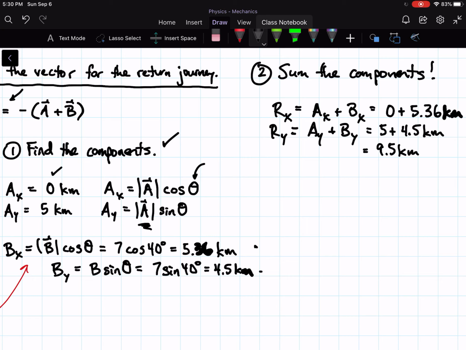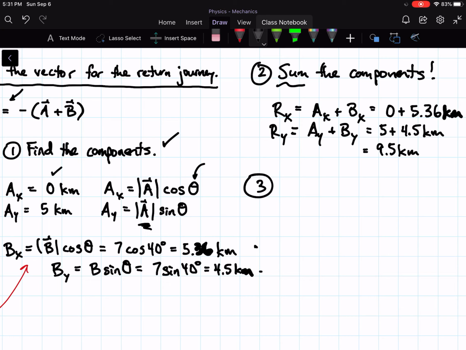Occasionally it can be different, right? If we have vectors with negative components, for instance, then we might have to do a subtraction here, but it's still the same idea. Sum means positive or negative, right? So that can be an addition or that can be a subtraction arithmetically.